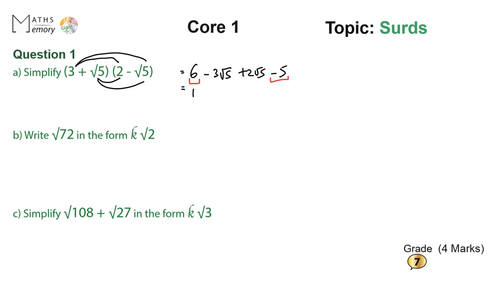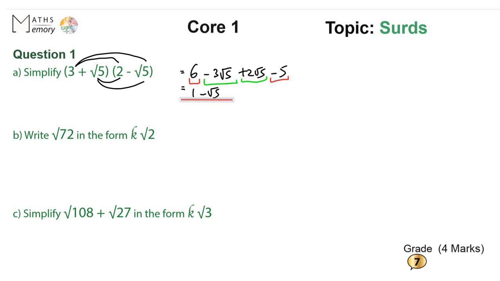And then if you look at all the surd terms over here, we have minus 3 root 5 plus 2 root 5. That's simply like saying minus 3x plus 2x is minus 1x, or we'll say minus root 5 in this case. So that's the final answer, 1 minus root 5. Let's move on now to these questions over here.